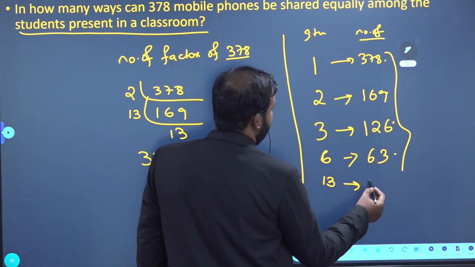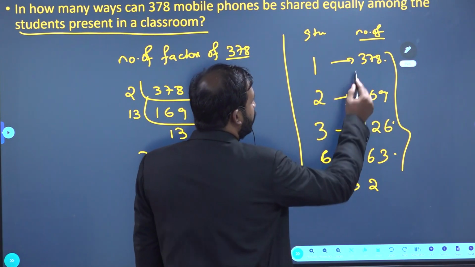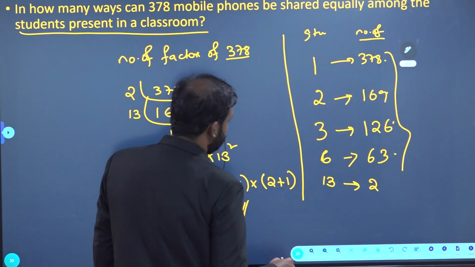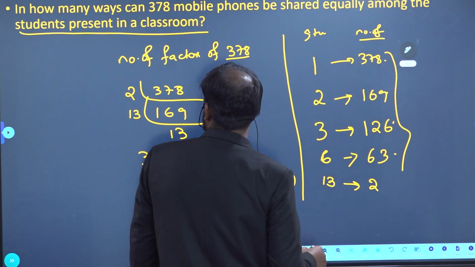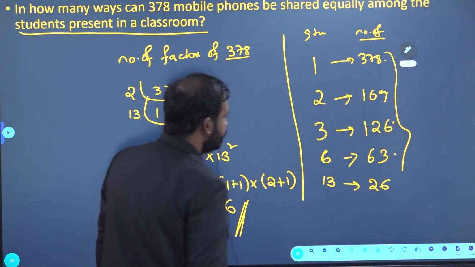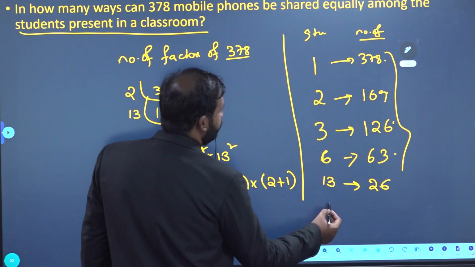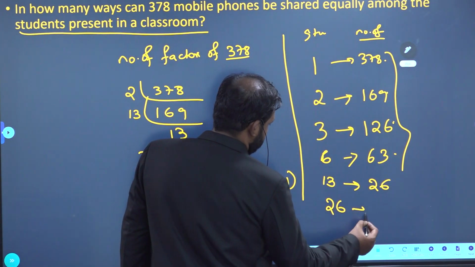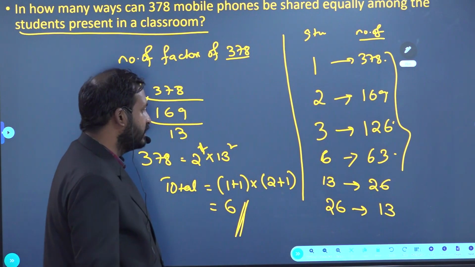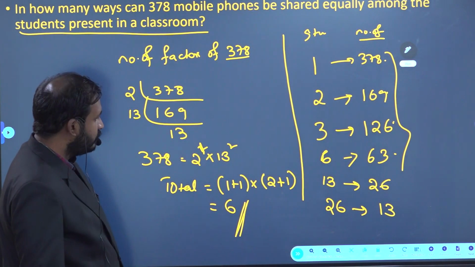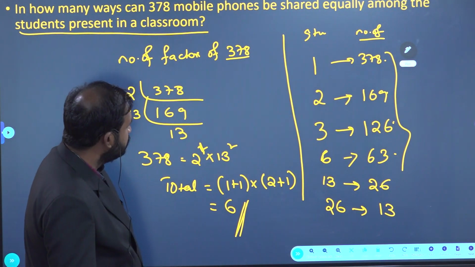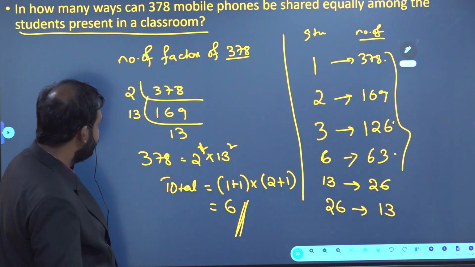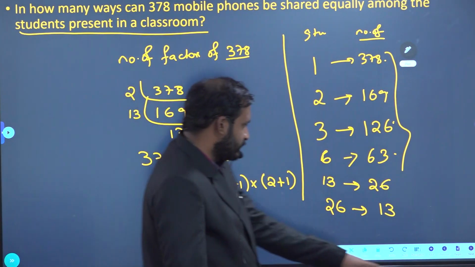378 by 13. We get 29. 2 times 13 is 26. Okay. Next, similarly, what is the other one we will have? 26. 13s are. If there are 26 students, we can divide each of them into 13. So, like this we can do the things. Next, similarly, 378 is also a factor for this one. Okay. We will solve the question this one.